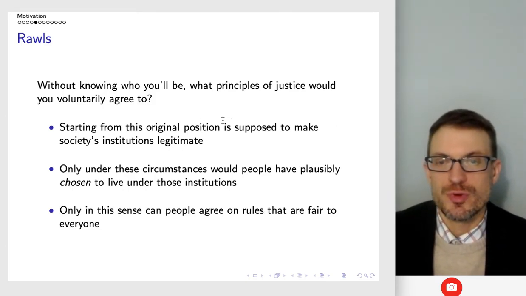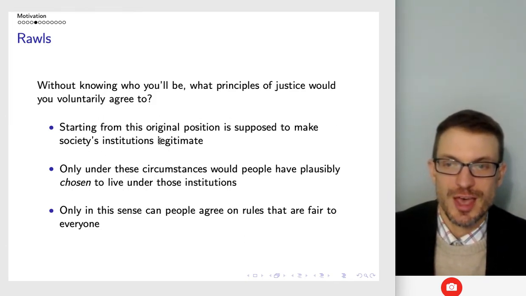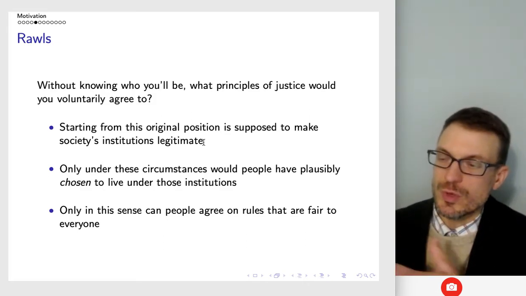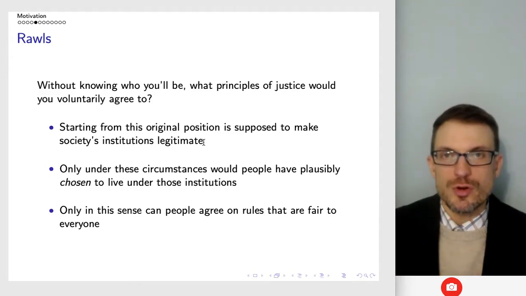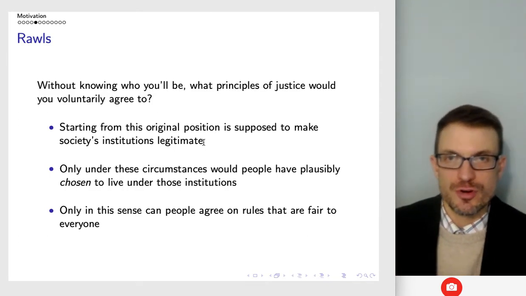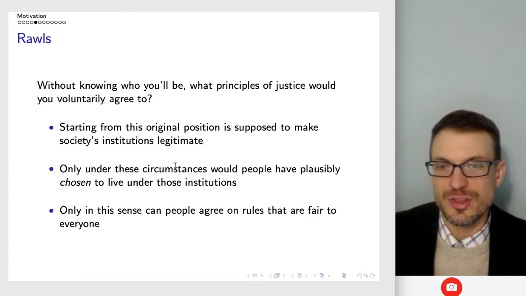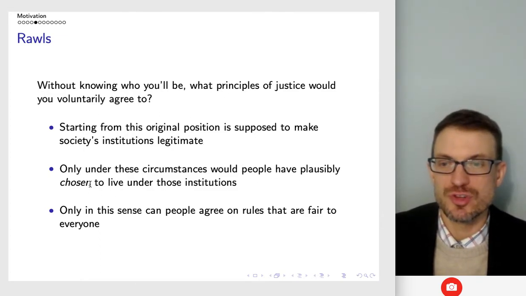So starting from this original position is supposed to make society's institutions legitimate, right? If society's institutions are those that we would agree to, if you didn't know where you were going to be in society, this would confer some legitimacy on those institutions, right? Only under these circumstances would people plausibly have chosen to live under those institutions. And only in this sense can people agree on rules that are fair to everyone.